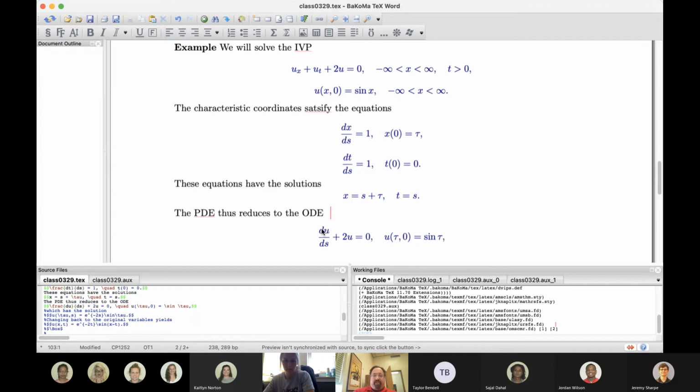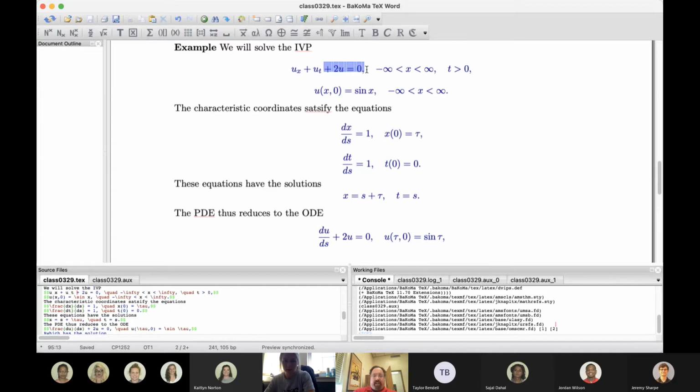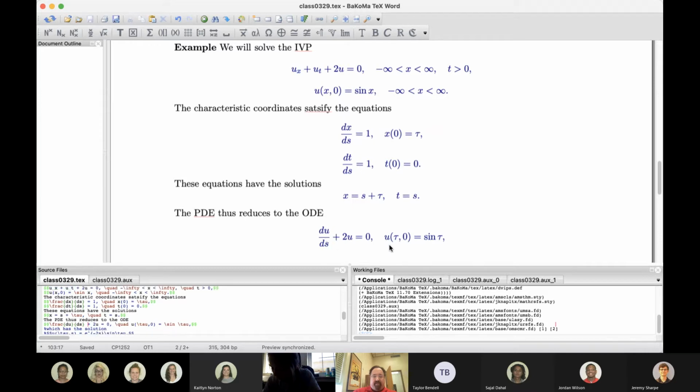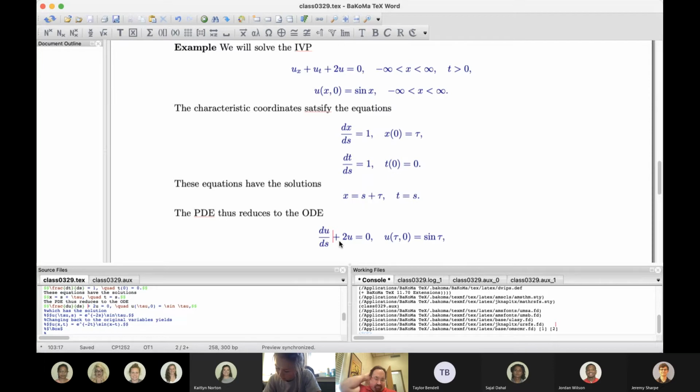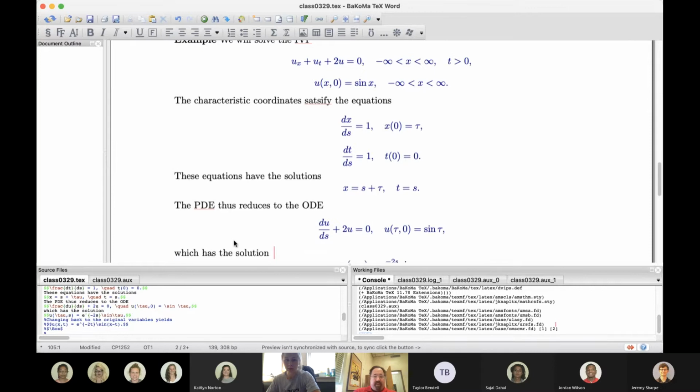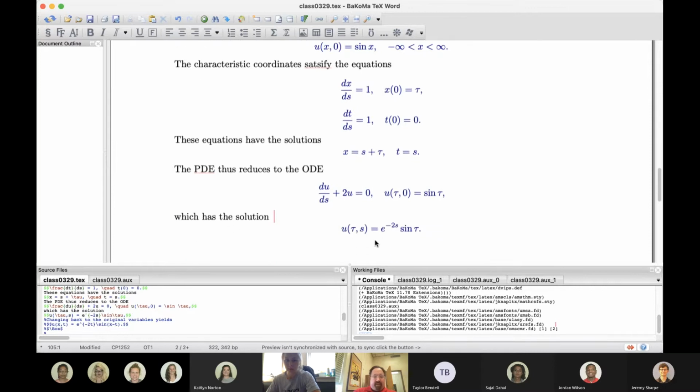So what happens to our PDE? We get du ds plus the rest of a PDE plus 2u is equal to 0. So remember, this part, whatever we have here, it always becomes du ds. And then this is the initial value. Now, how we can solve this is, it's a separable equation. It's also a linear equation. So you can use either approach for solving this one. The solution turns out to be e to the minus 2s sine tau.